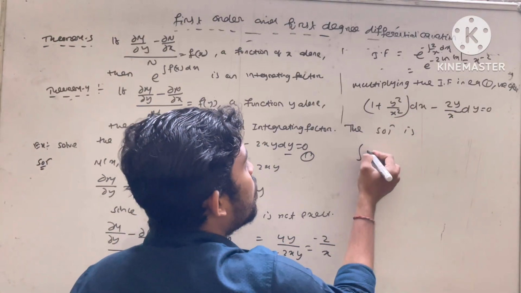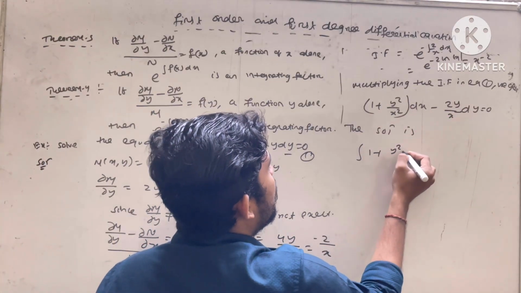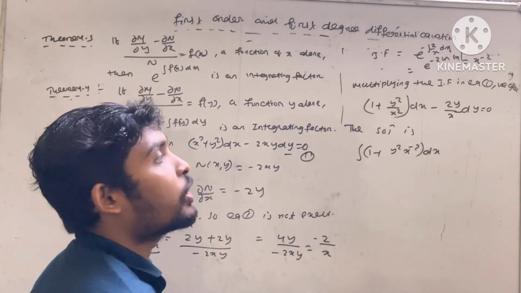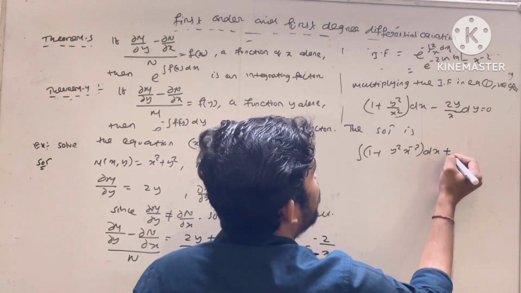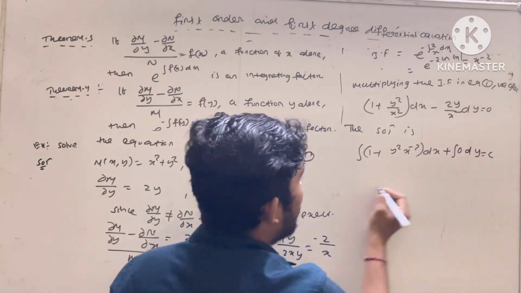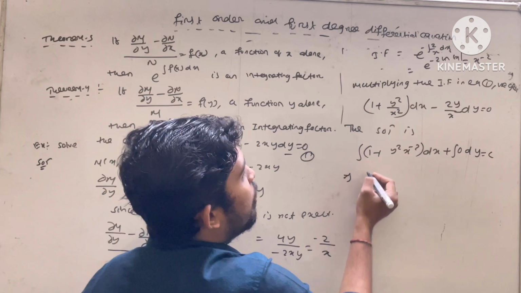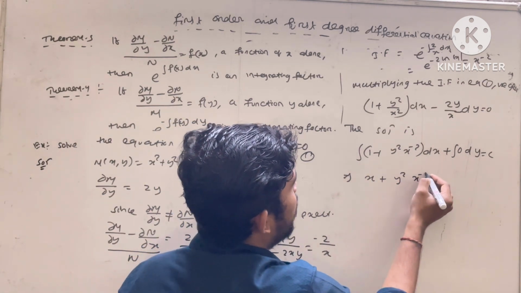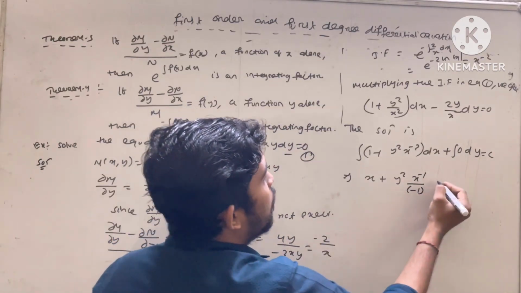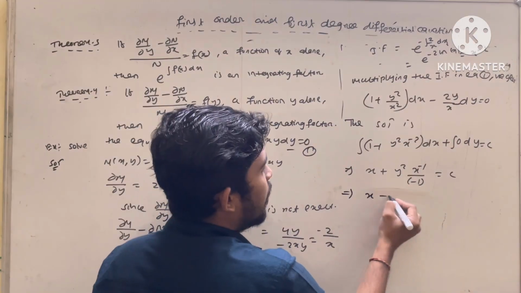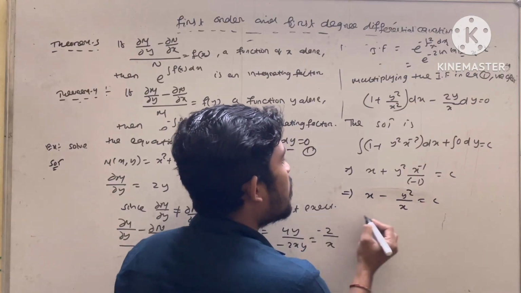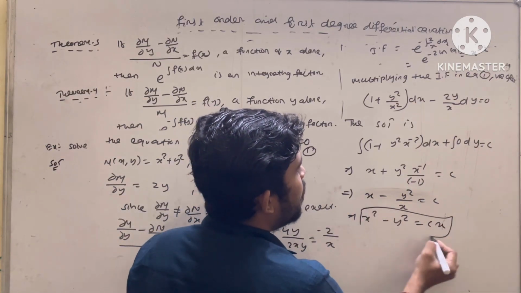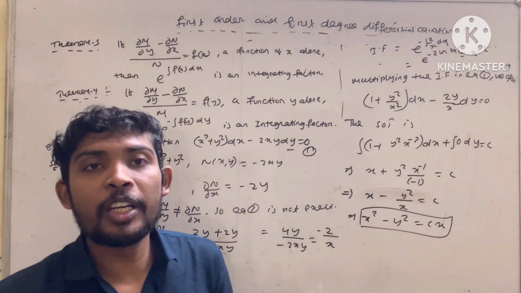Now for the solution, we take y as constant. So integral of 1 plus y square x to the power minus 2 dx, and those terms independent of x. There is an x term, so you cannot take this term. So integral of 0 dy is equal to c, right? So this is x plus y square into x to the power minus 1 by minus 1 equal to c. That means x minus y square by x equal to c. So this is x square minus y square equal to cx. This is the required solution of the given differential equation.